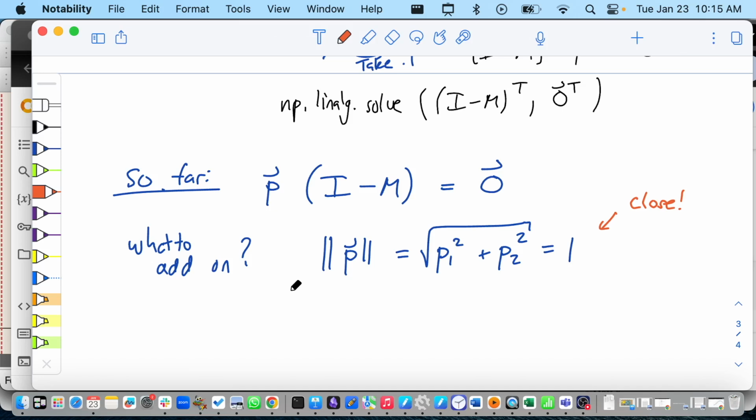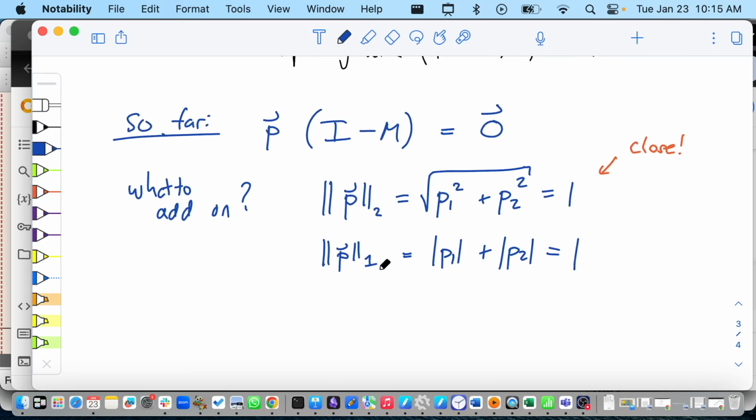Is it Manhattan distance? So the Manhattan distance is, so the people who are in my other class are very excited right now. This is what we've been doing. The Manhattan distance is the absolute value of P1 plus the absolute value of P2 equals 1. And that's almost what we want, right? That's closer than the squares, but you don't square probabilities. When you take the absolute value of a probability, it's just itself, right? So this is the Manhattan distance, the 1 norm. And for probabilities, it really should just say P1 plus P2 equals 1. That's all we need to add.